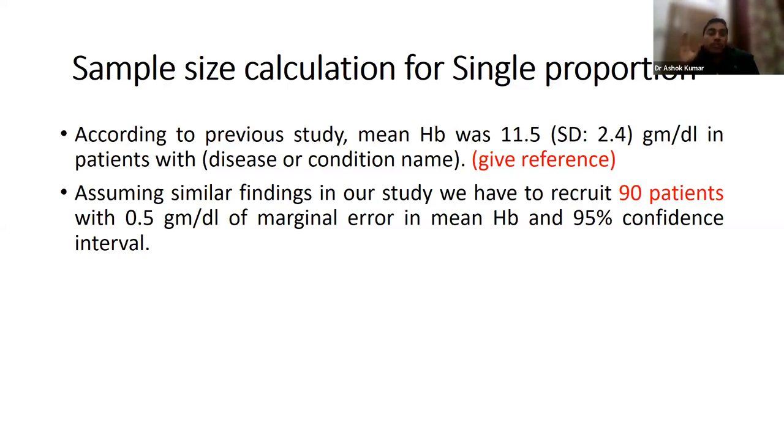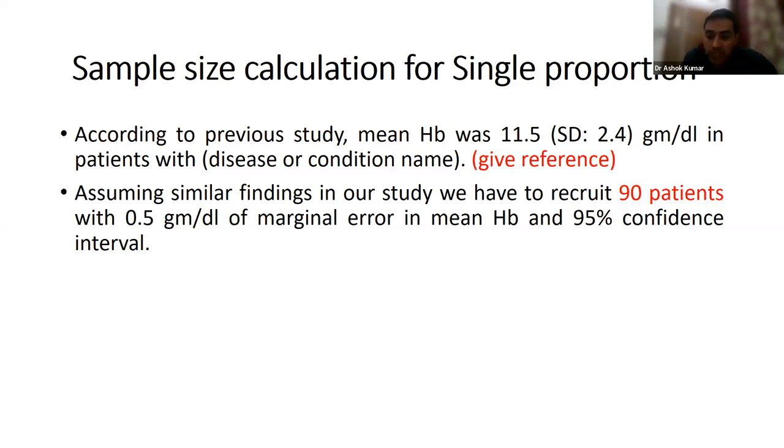Okay, if we are taking from previous study, according to our clinical experience, mean HB, we are taking this with SD. So we can write down according to this. Assuming similar finding in our study, we have to recruit 90 patients with 0.5 gram per DL of margin of error in mean HB and 95% confidence interval. We have to write down 95% confidence interval.